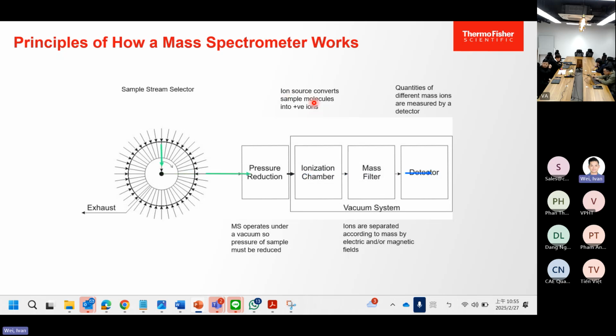Secondly, we have an ion source that is able to break down our samples into different ions and fragments. And then here we have a mass filter. Imagine a filter that helps us identify different fragments or ions. And then last, we have a detector. That's where we receive the signals and we can do quantitation on our sample streams.